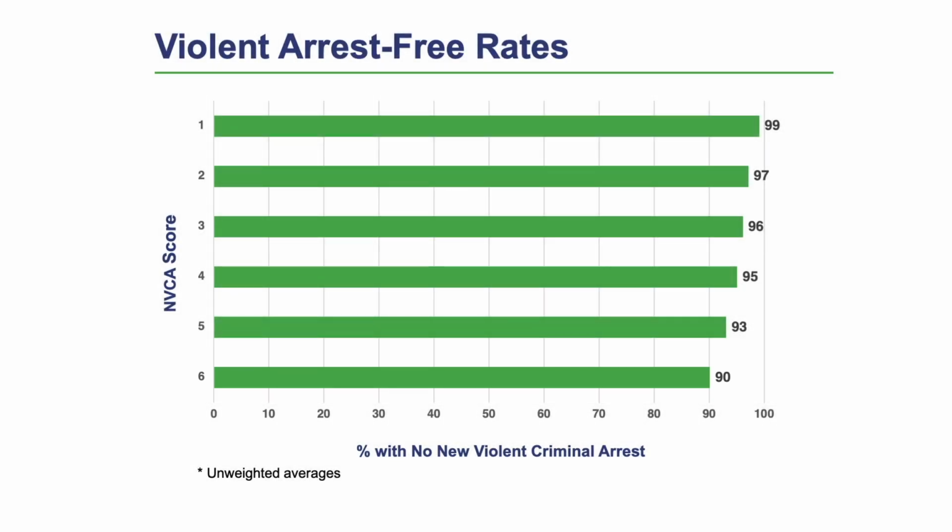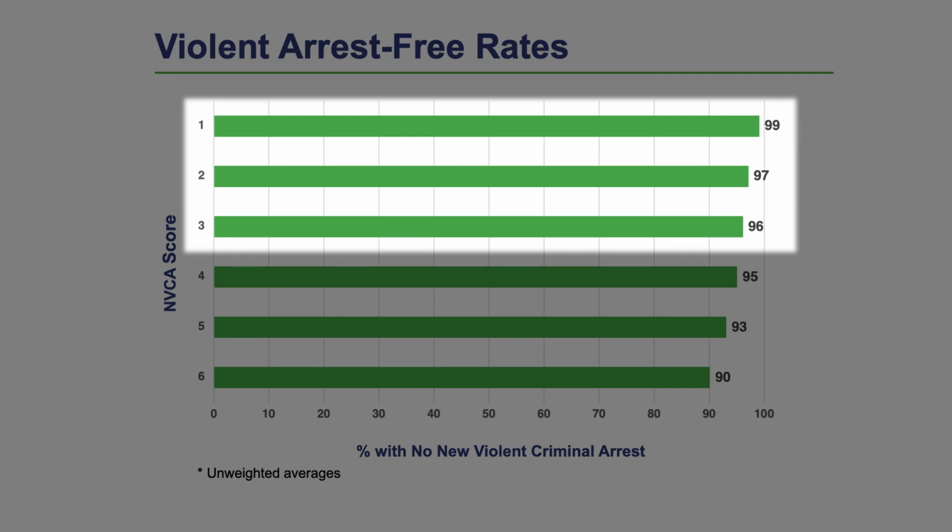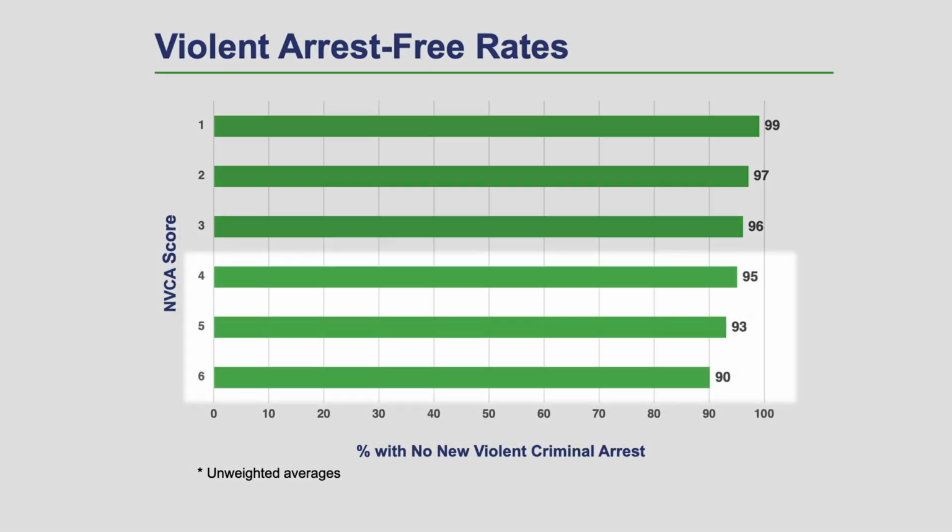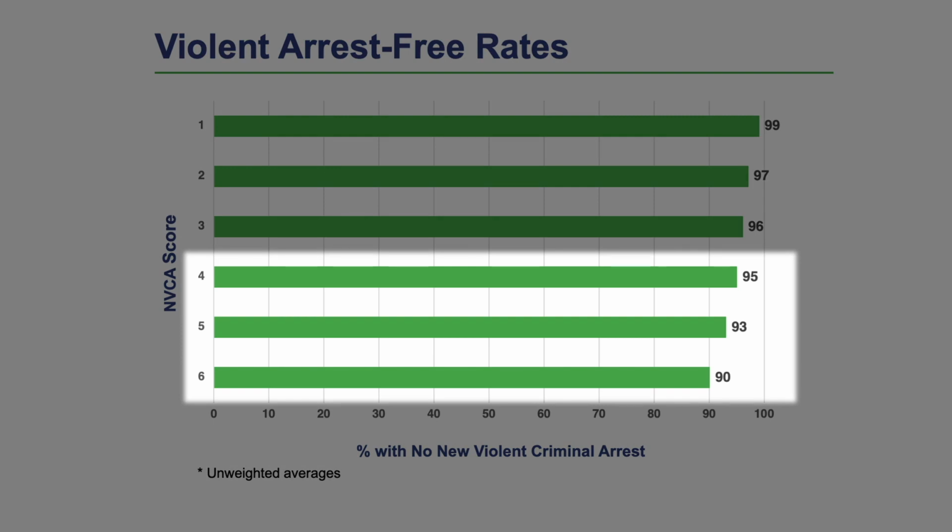Remember that for NVCA, the PSA does not report a 6-point scale like the one shown here. Instead, it creates a flag to indicate a higher likelihood of being arrested for a new violent criminal offense. If a person scores 1 to 3 points on this outcome, there is no flag. A score of 4 or more triggers the flag.